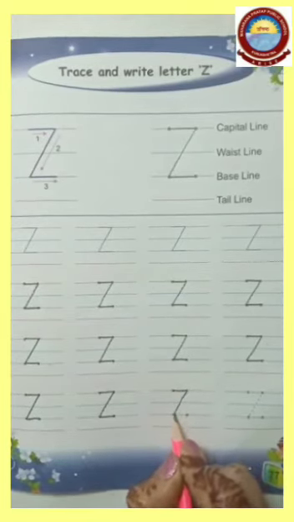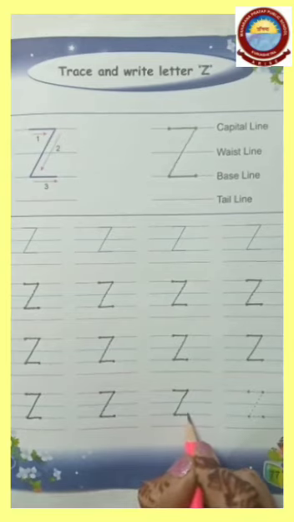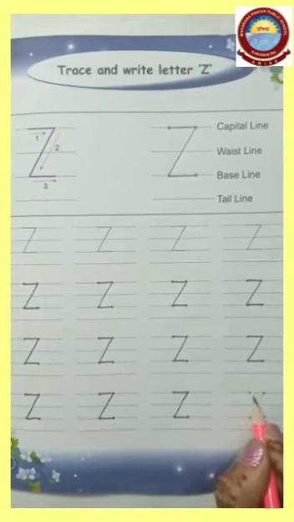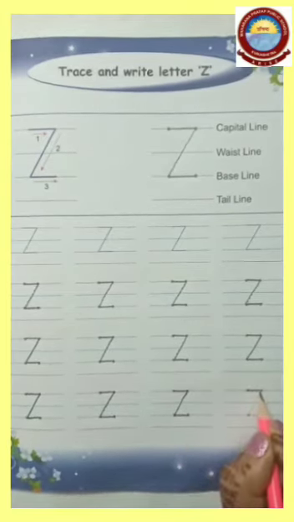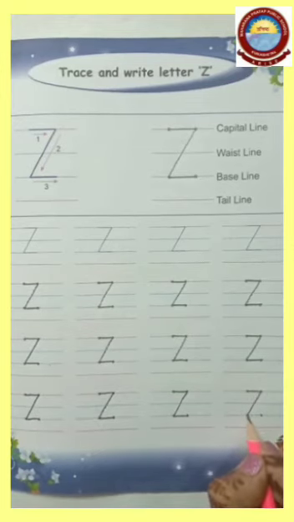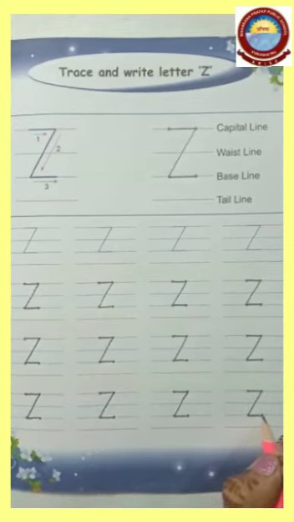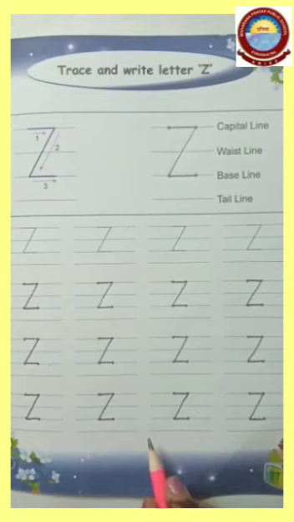Now try to write it yourself again and again at home. Hope you enjoyed and learned a lot. This is letter Z. Now children, do practice of tracing the letter Z on page number 77 and on page number 78 in your book.